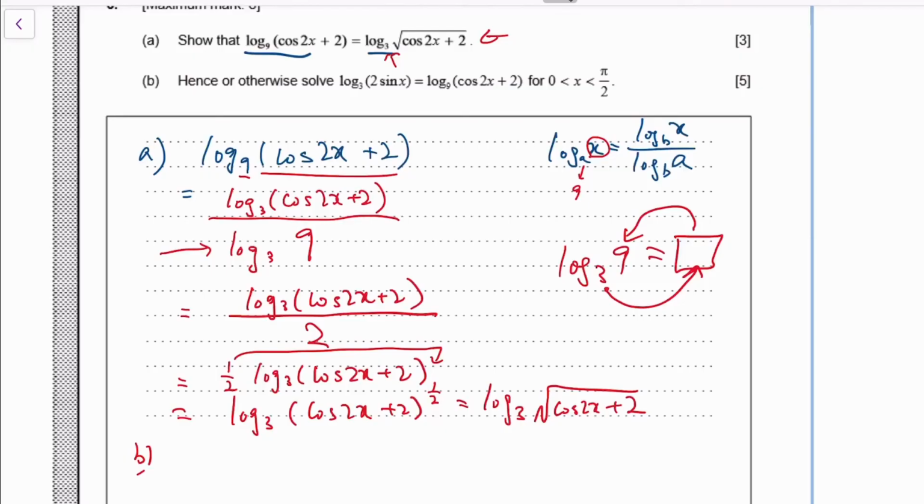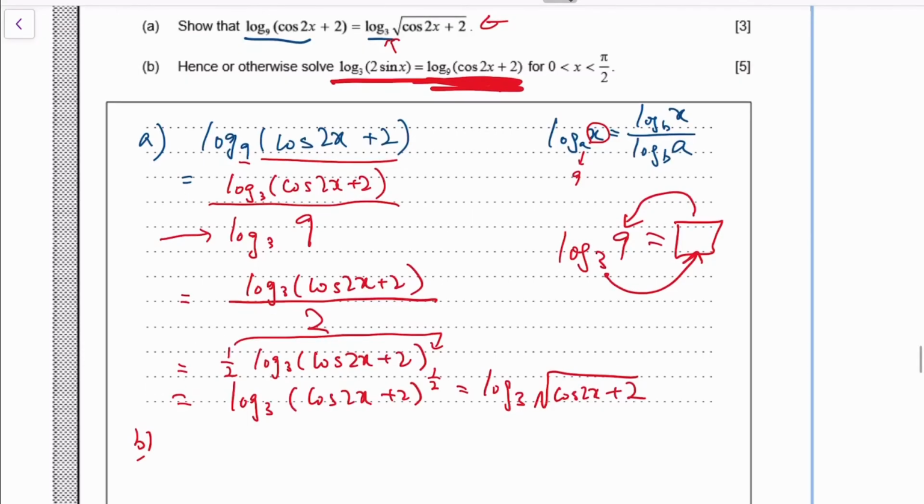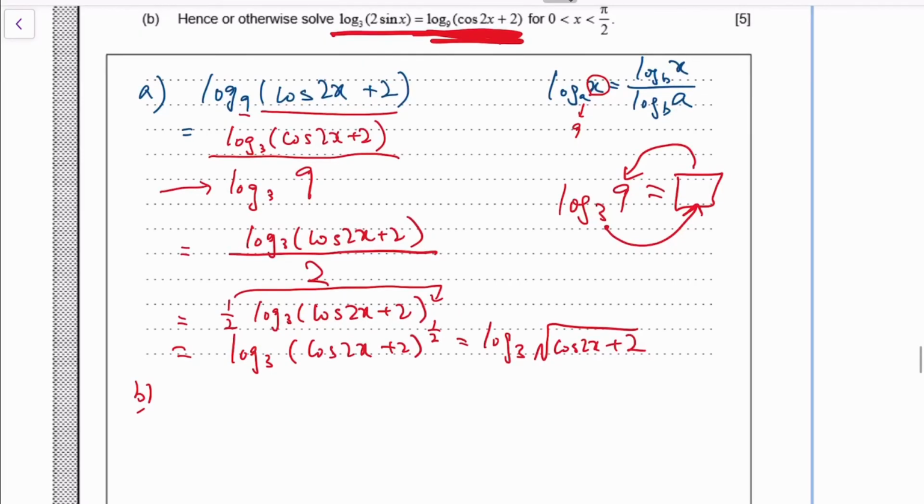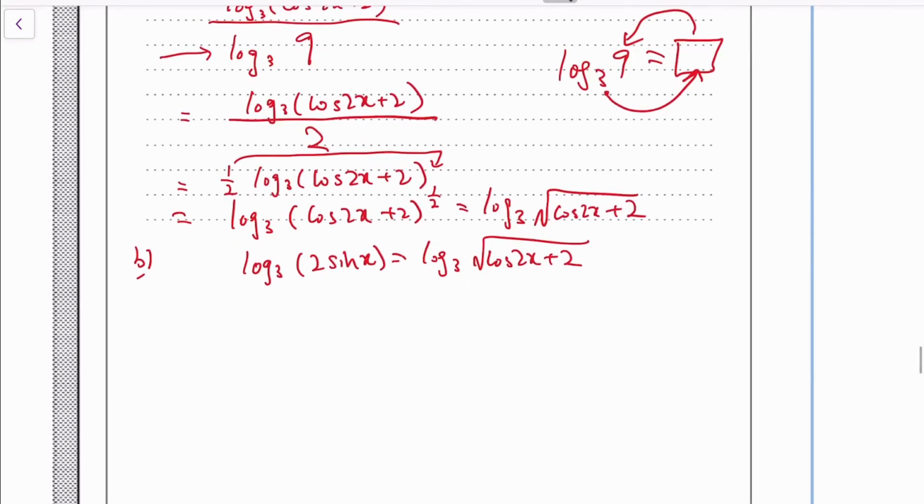Part B, hence or otherwise, solve this. We'll obviously do hence, so we'll use part A. And it should be obvious that this is where you can use part A. So you can just replace it by what we just got. So log base 3 of sin x equals what we got, log base 3 of the square root of cosine 2x plus 2. The reason why that's a good idea is now that the two logs have the same base. Whenever you have two logs of the same base equal to each other with nothing in front, you can just cancel the log pretty much. So we get this.